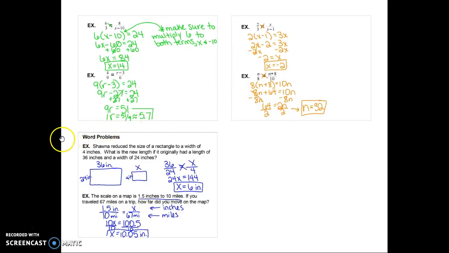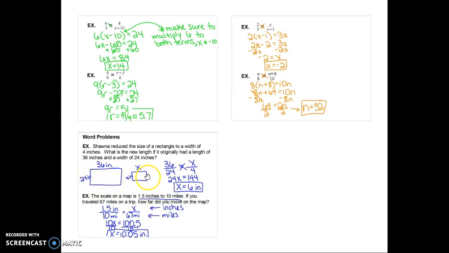Okay, now we have two word problems. So in the first one, Shauna reduced the size of a rectangle to a width of 4 inches. We want to know what is the new length if it originally had a length of 36 inches and a width of 24 inches. The best thing you can do with these is draw yourself a picture. So I drew the initial rectangle. It originally had a length of 36 and a width of 24, so fill those in.